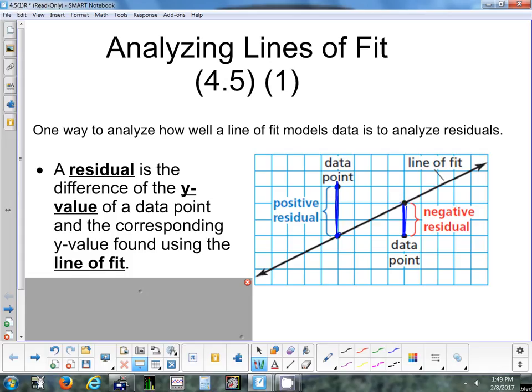Okay, so on your notes, I think you've got a couple blanks on there with the words in bold. And it says that a residual is the difference between, and I'll kind of circle it as we do it, the y value of a data point and the corresponding y value if you go straight down on the line of fit. Okay, guys, the way it's worded may seem a little bit confusing to you, but once we show you how we're going to figure out how to get your residuals, then it won't seem as bad.